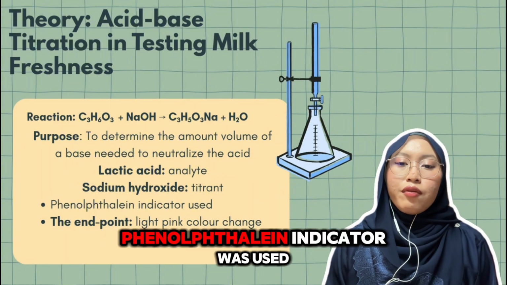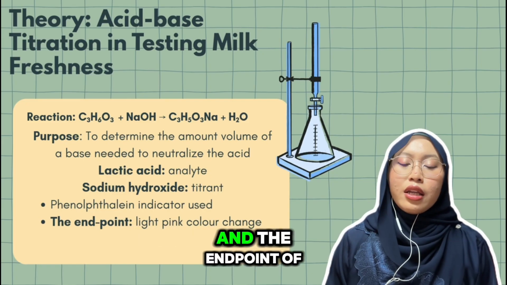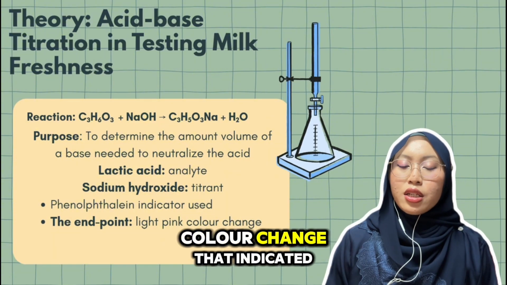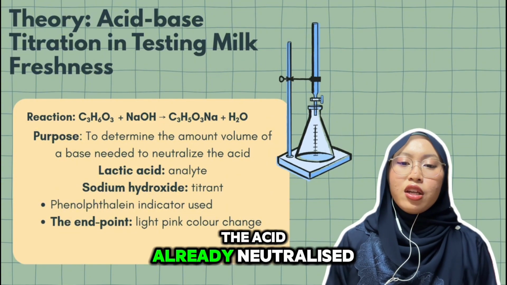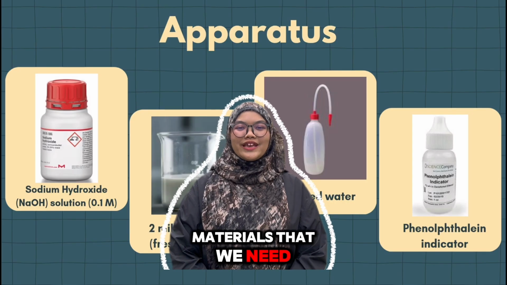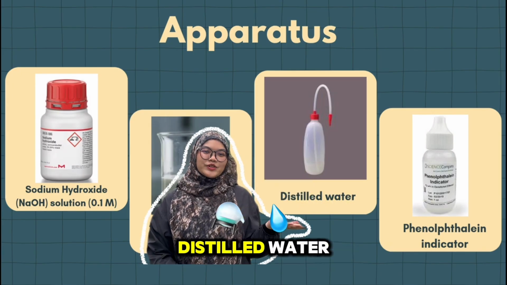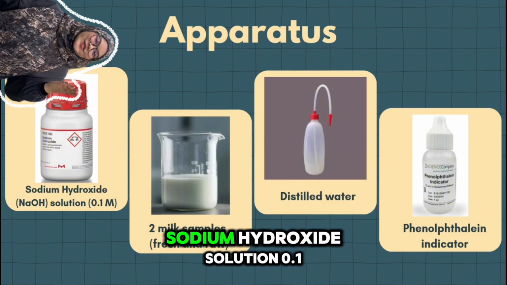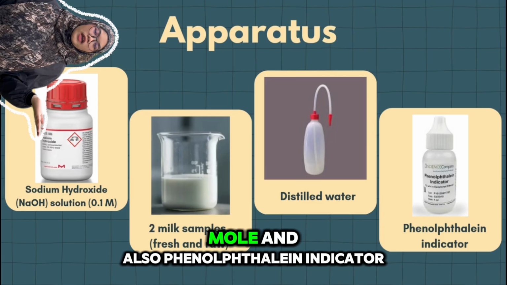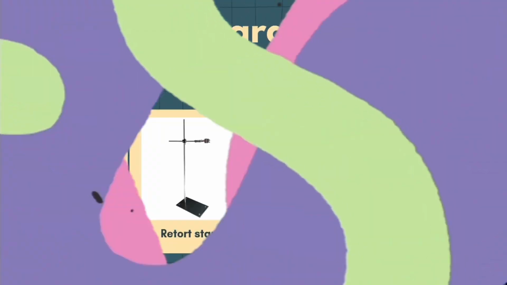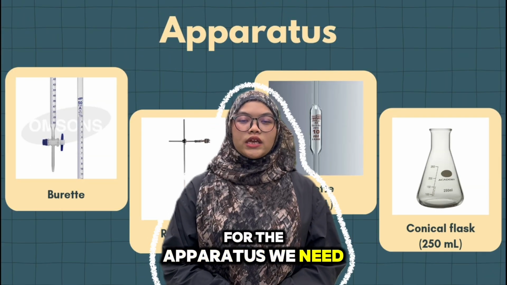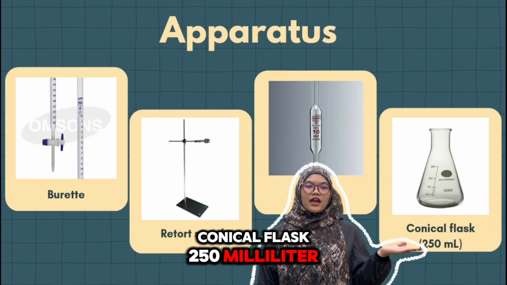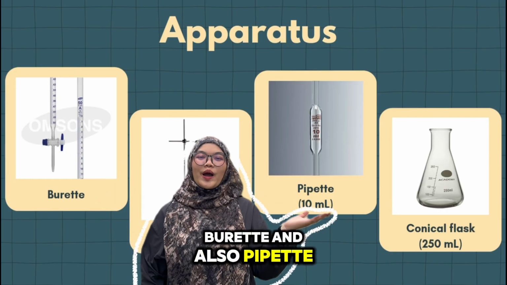To add on, the phenolphthalein indicator was used, and the endpoint of this reaction is from white color to light pink color change that indicated the acid already neutralized. Materials that we need for this titration method are distilled water, two milk samples which are fresh and raw, sodium hydroxide solution 0.1 mole, and also phenolphthalein indicator. For the apparatus, we need retort stand, conical flask 250 ml, burette, and also pipette 10 ml.